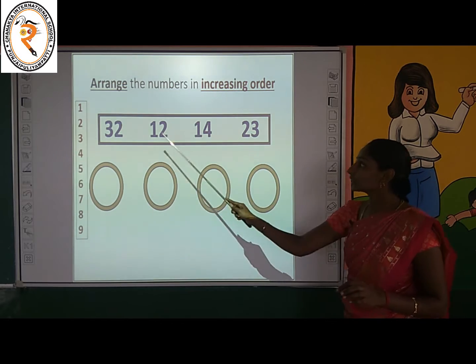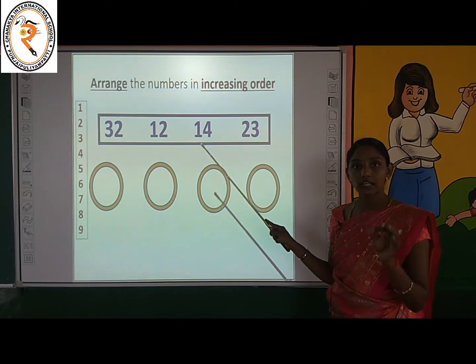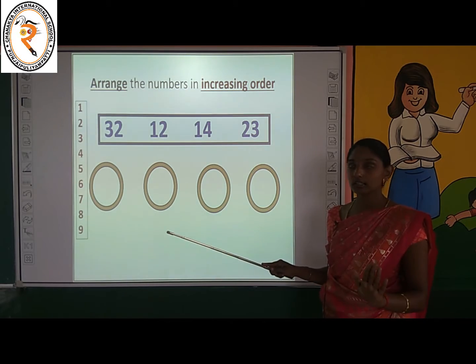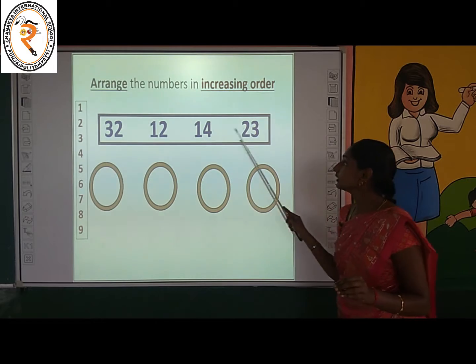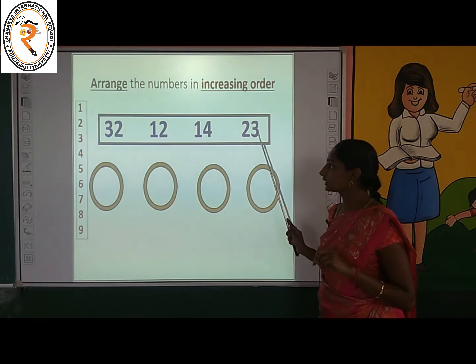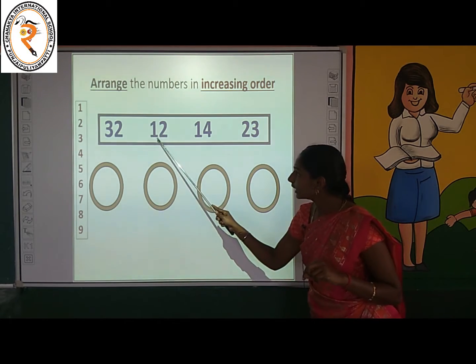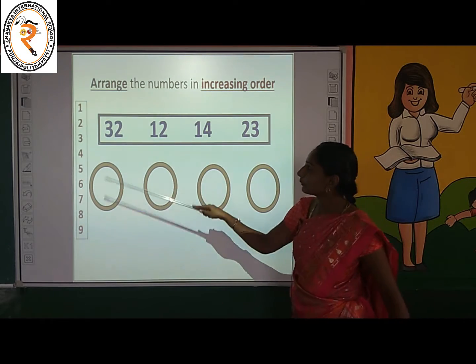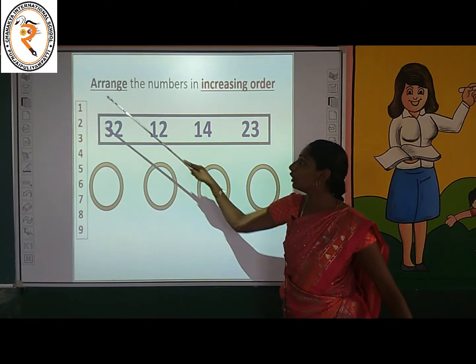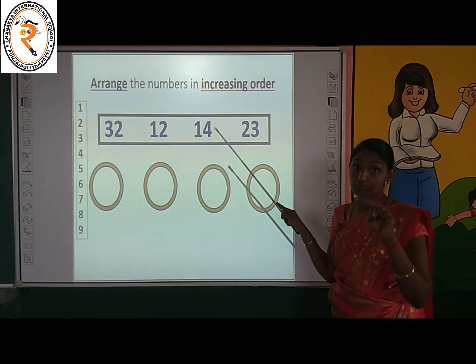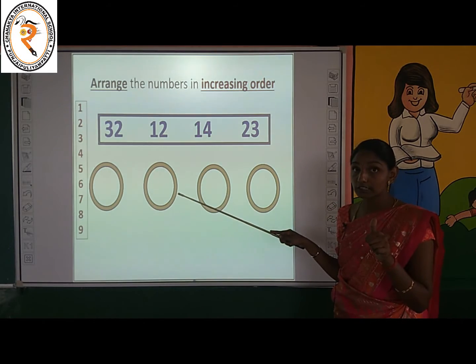First point, given numbers. From the given numbers we have to find the smallest. For that we are going to compare the digits in the tens place. What are the digits in the tens place? 3, 1, 1, 2. Now compare 1, 2, 3. Which is smaller? 1 is smaller. Then we have two numbers beginning with 1. What do we have to do in this case?